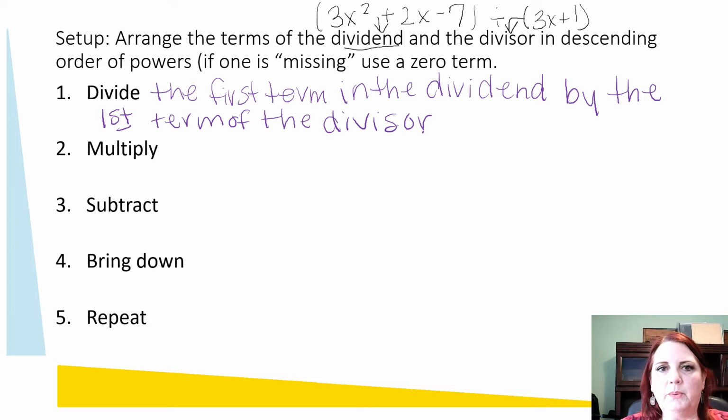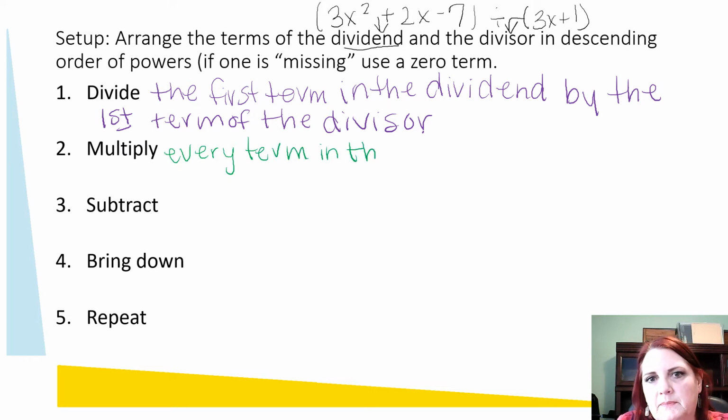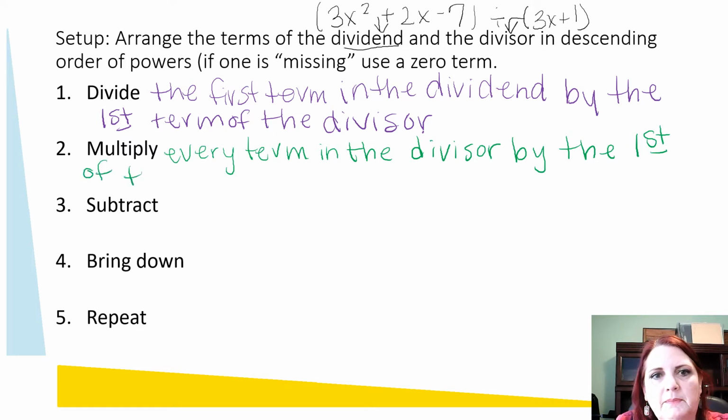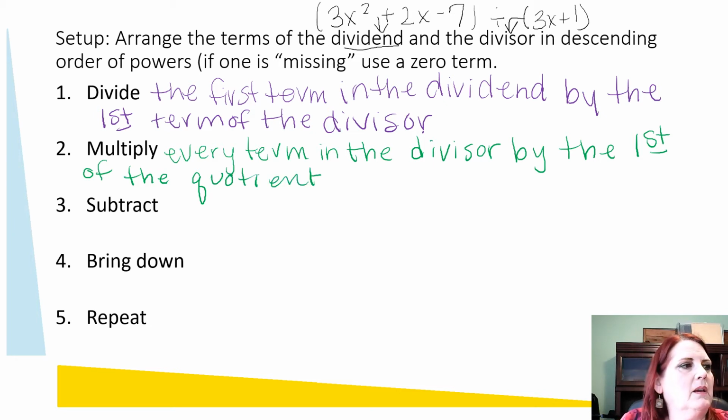Then the next thing that we're going to do is multiply that first term in the quotient by every term in the divisor. And then we're going to write that product beneath the dividend.